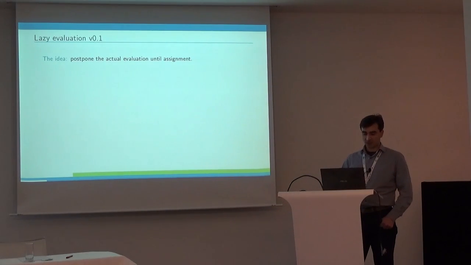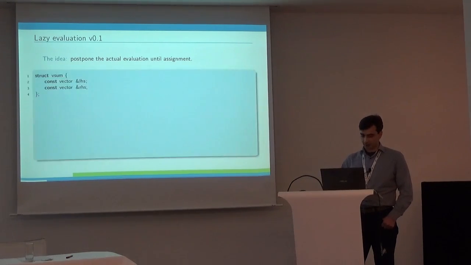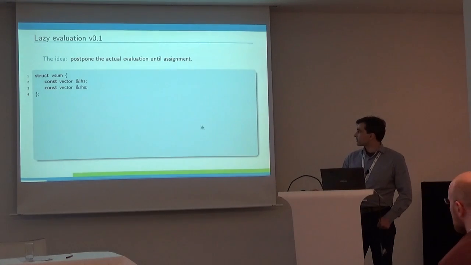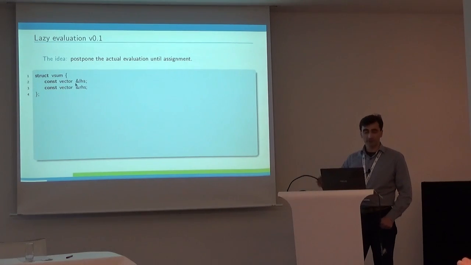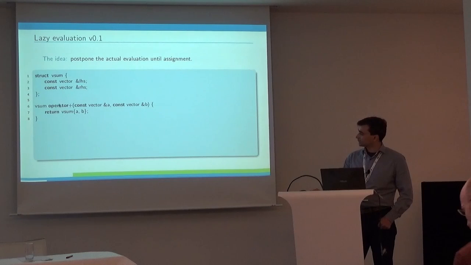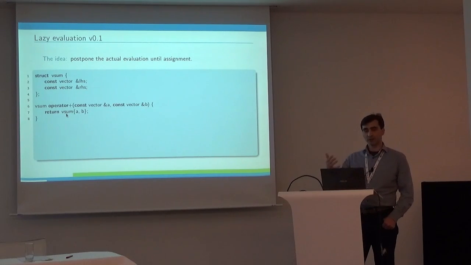So the idea is very simple. Let's postpone the actual evaluation of the expression until assignment, okay? So we create this simple struct, which will hold references to operands of the operation. And then for the addition operator, we will just return this struct. So we'll return a record that we would like to add these vectors at some point in the future, but we do not do any work here, okay?